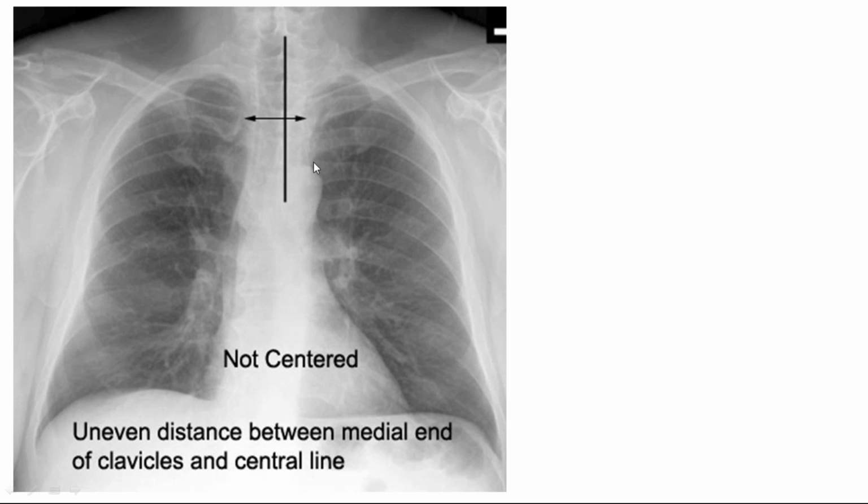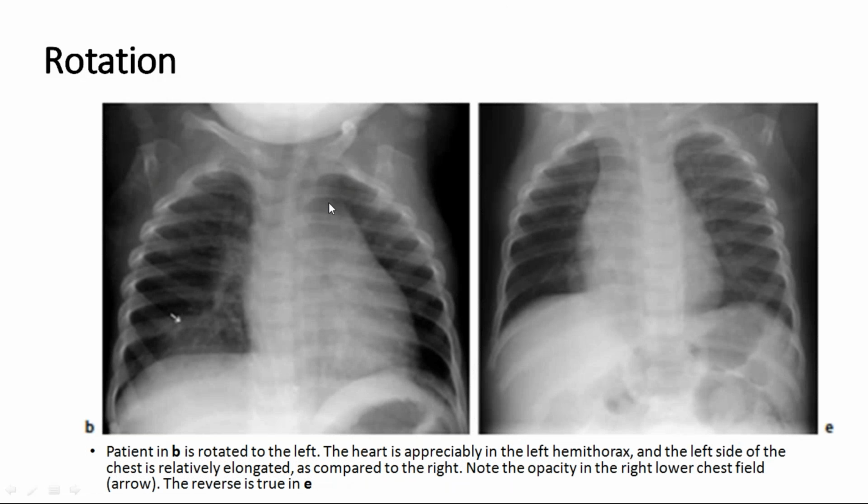See, look at this film. If you draw a line, this center line has actually gone to the left. So such a film is not properly centered, and your interpretation may change. Uneven distance between the medial ends of the clavicles and the central line is typical of a film that is not properly centered. In children, this always happens.